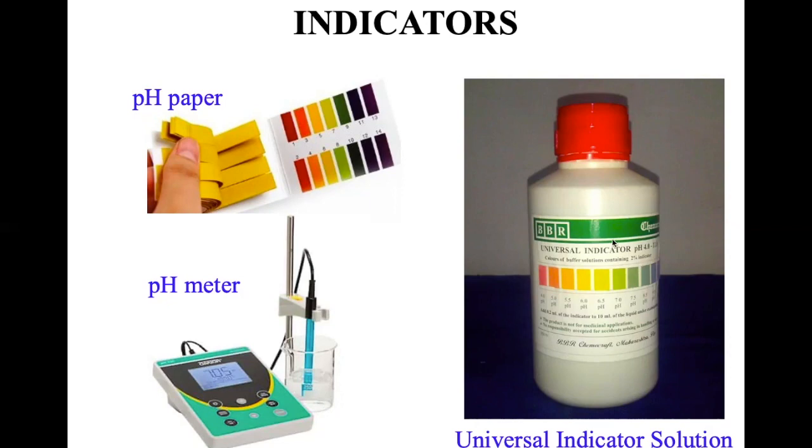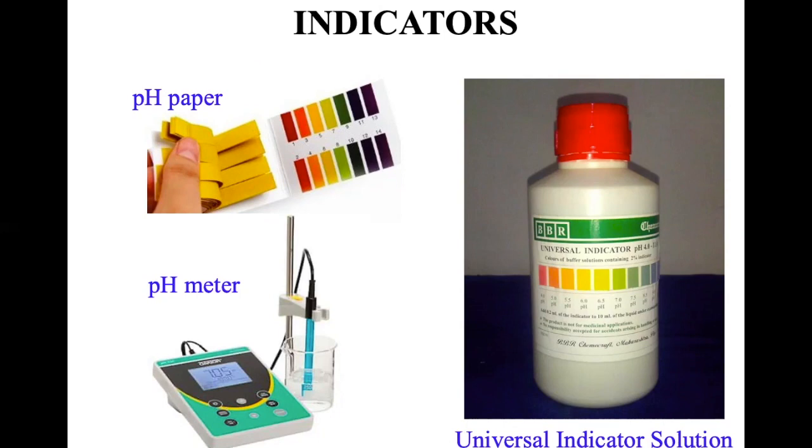And this universal indicator solution is made by taking all the indicators: phenolphthalein, methyl orange, iodine, methylene blue. All these solutions are put in the universal indicator solution, and that is how an indicator is made. Now, above this also you can see the range is given, just like the same color range is given over here, from 1 to 14, different colors.